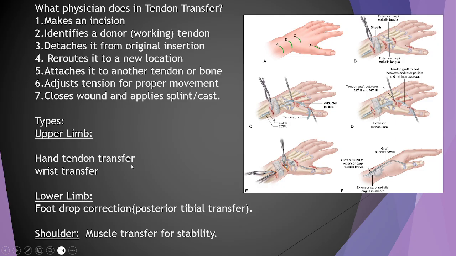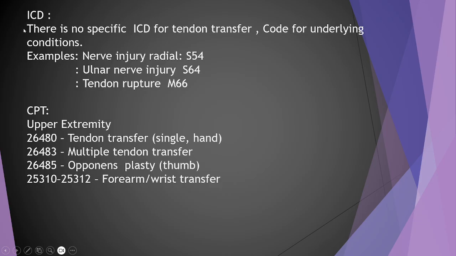So the types are the upper limb, that is hand tendon transfer and wrist transfer, and the lower limb, foot drop correction, and shoulder muscle transfer for stability. So there will be the ICD. There is no specific ICD for the tendon transfer. We'll code for the underlying condition, for example, nerve injury, radial or ulnar nerve injury, tendon rupture. So there is no specific tendon transfer ICD. Only the underlying condition, whatever condition is present, we have to code that ICD.